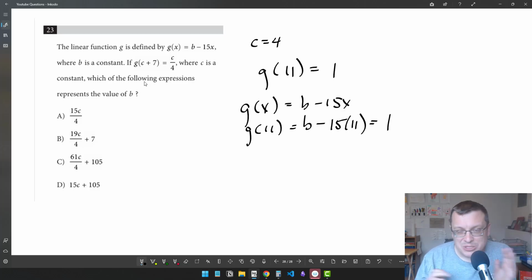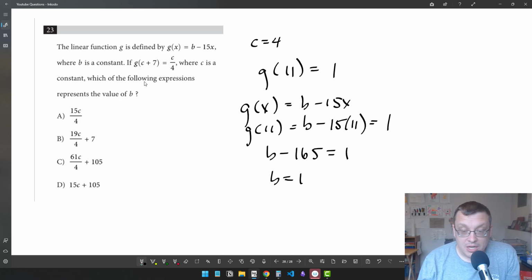And notice this follows very closely to what we did before. We still have to evaluate the function at that value of 11. We still plug 11 in for x. We set it all equal to 1. We're doing the exact same thing. It's just instead of using c plus 7 and c over 4, we're using 11 and 1. So maybe you find that a little bit easier, not having to deal with the letters. You can just work with numbers. So b minus 165 is equal to 1. And so therefore, b is equal to 166.